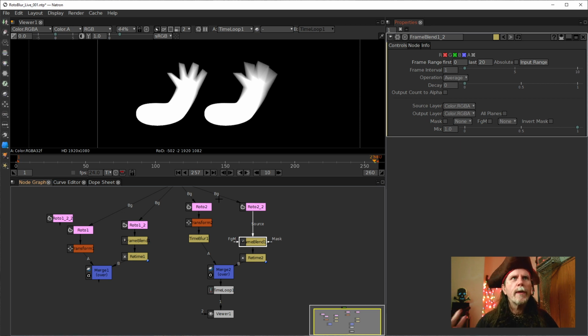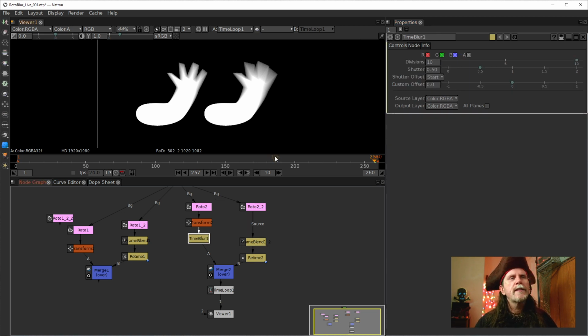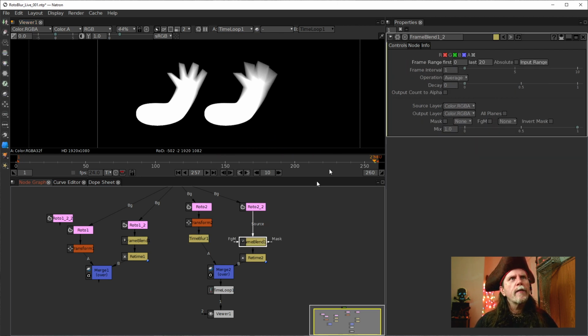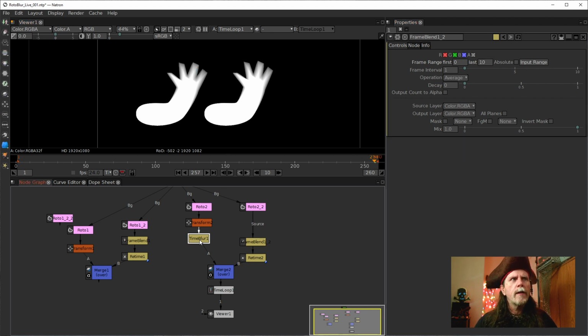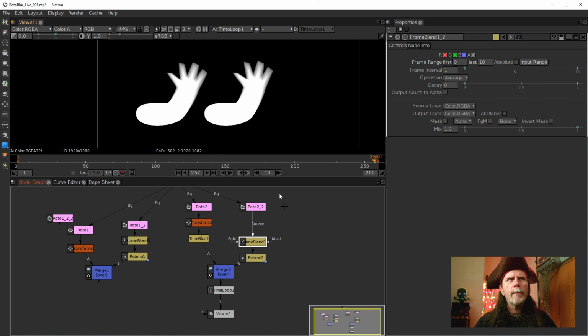This isn't a real fair comparison. But we can see that using the frame blend this way, where we stretched it out, I think all we need to do is do 10. Let's just set it, there we go. We can see that both are looking very similar. This is true motion blur over here using the time blur, and this is using the frame blend.